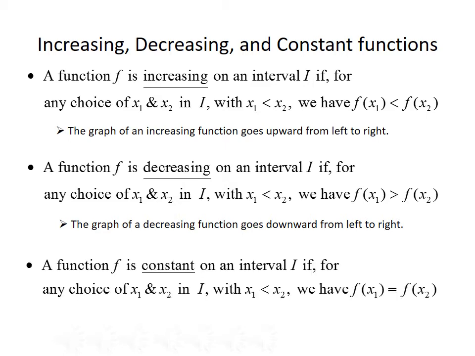And finally, by definition, a function f is constant on an interval I if for any choice of x1 and x2 in I, with x1 less than x2, we have f of x1 equals f of x2. This means that the graph of a constant function is a horizontal line.